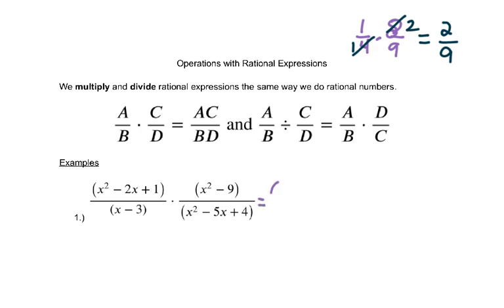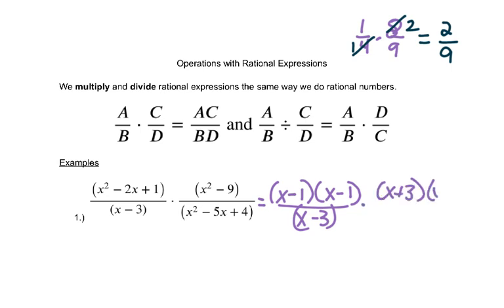This expression would be equal to our x squared minus 2x plus 1. That will factor into x minus 1 times x minus 1. Our denominator will just stay x minus 3. Our x squared minus 9 will factor into x plus 3 and x minus 3. So see how that factoring really comes into play here? It's really useful to be able to factor well. And finally, on the denominator here, we could factor this into x minus 4 and x minus 1.